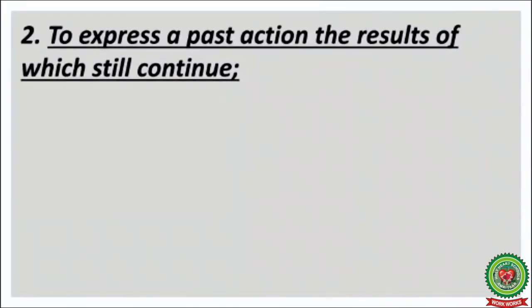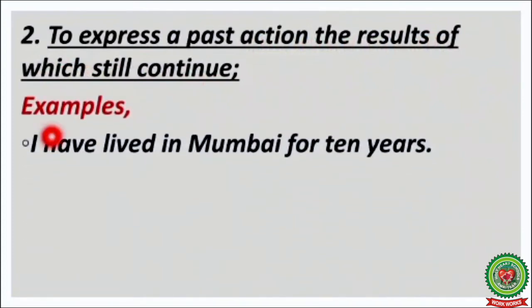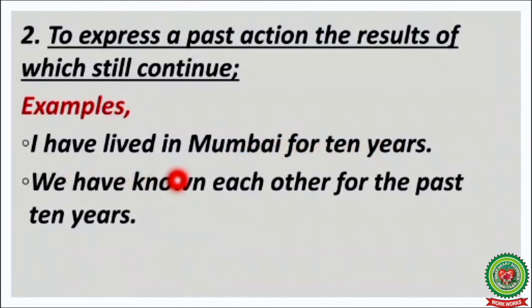Move on to the second point. To express a past action, the results of which still continue. Let's take up examples. I have lived in Mumbai for 10 years. Students, I have lived in Mumbai for 10 years and I am still living there. So we have used present perfect tense. We have known each other for the past 10 years.